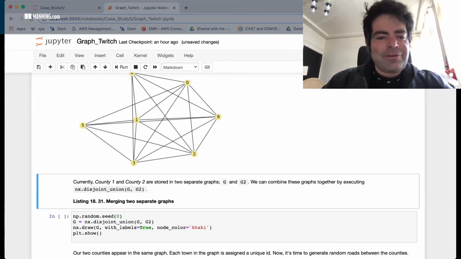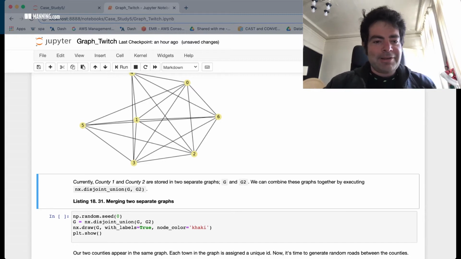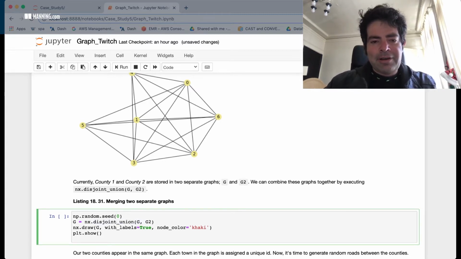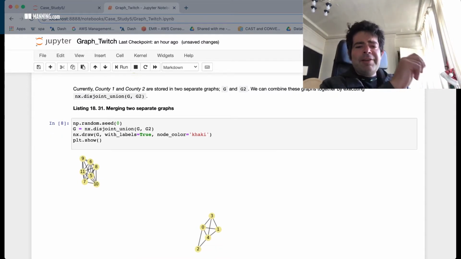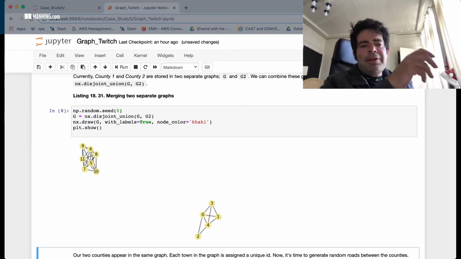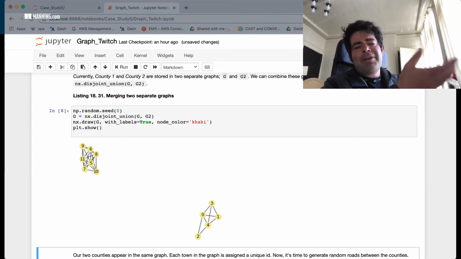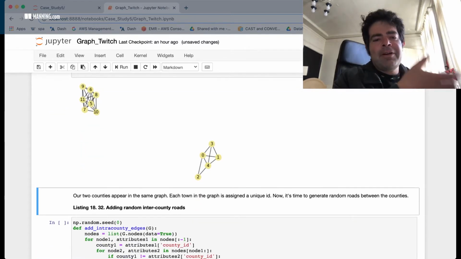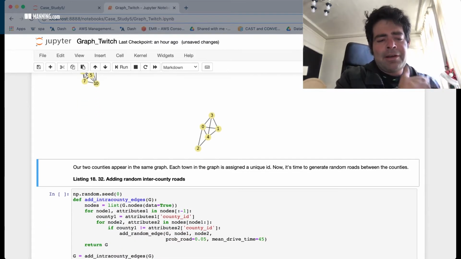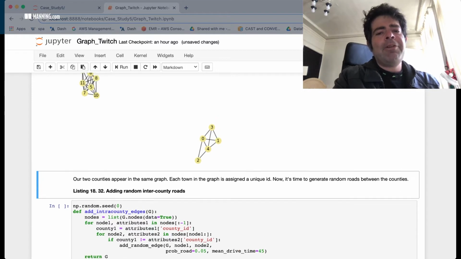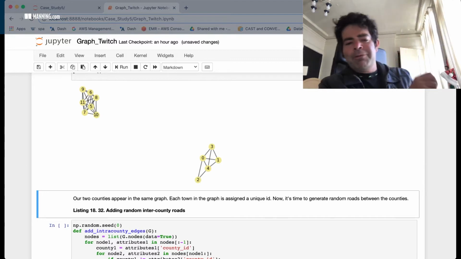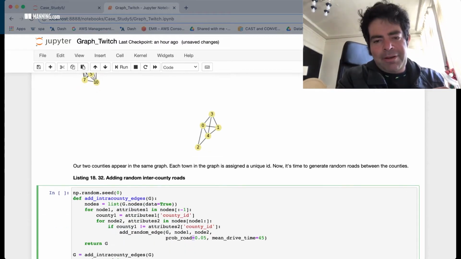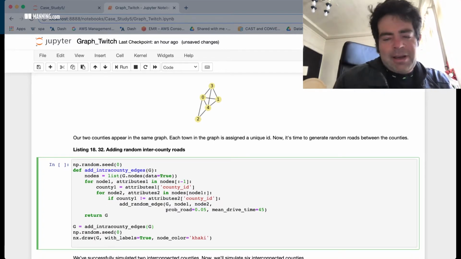Now we're going to merge these 2 counties into a single graph using NetworkX's disjoint union function and visualize the results. So we have 2 distinct counties, but there's no roads connecting these 2 counties. And we're going to assume that there should be at least some roads connecting the counties. And now we're going to simulate these roads again using, as before, random simulation. But we're going to assume that the probability of any 2 towns in 2 different counties having a road between them is quite low. In fact, we're going to make that probability 5% and see what happens in our random simulation.